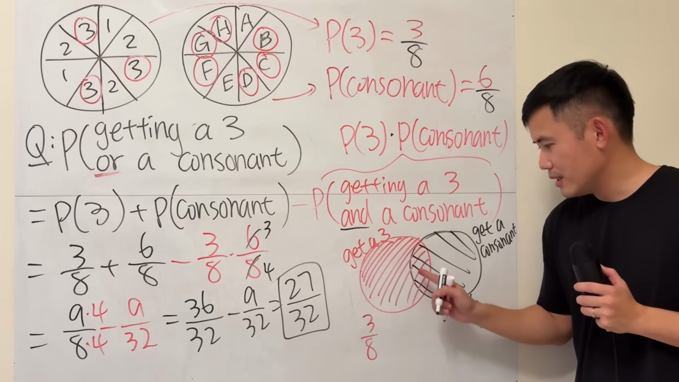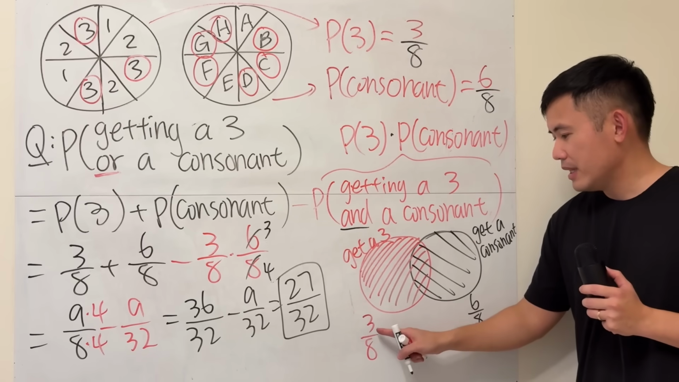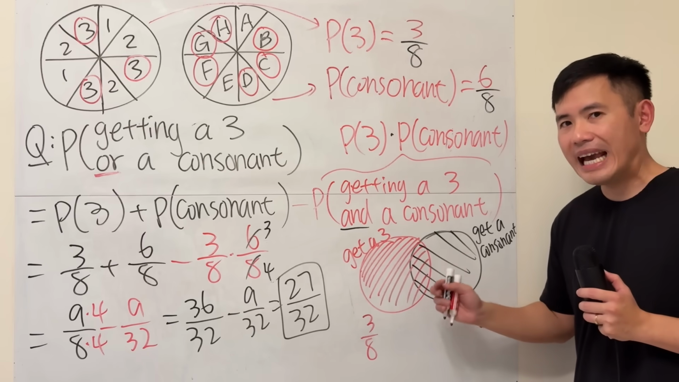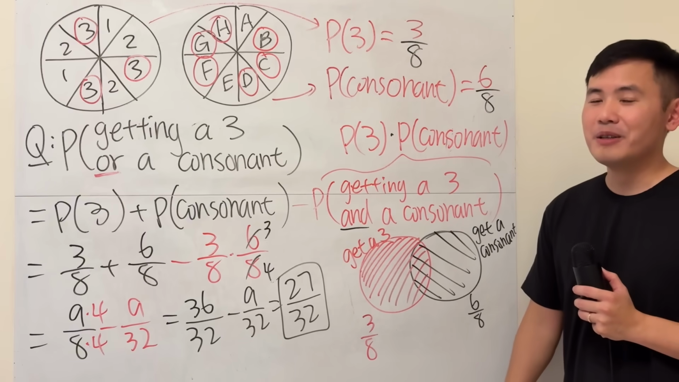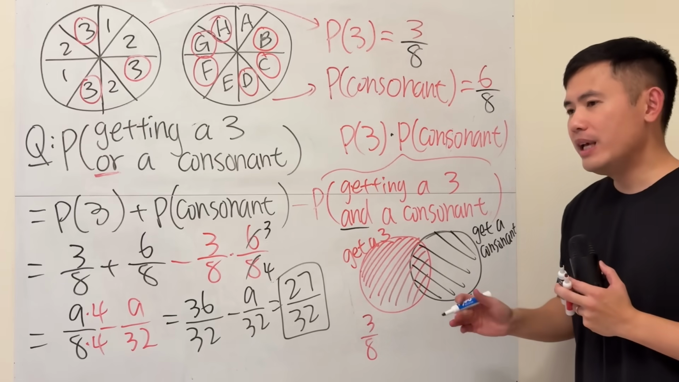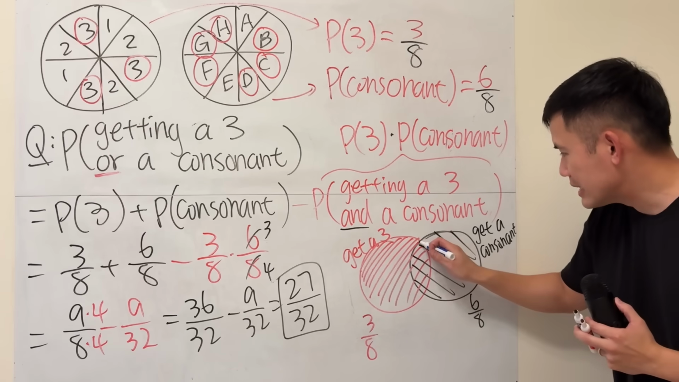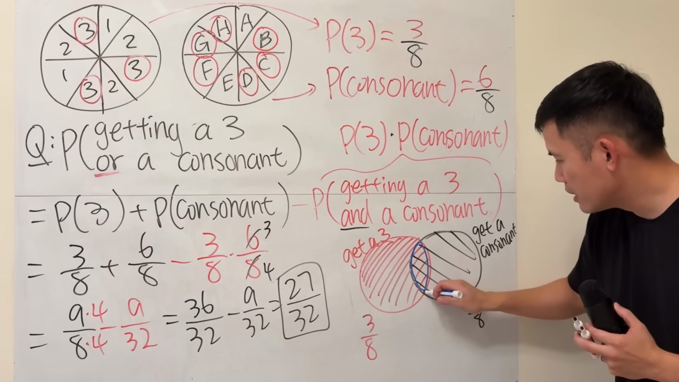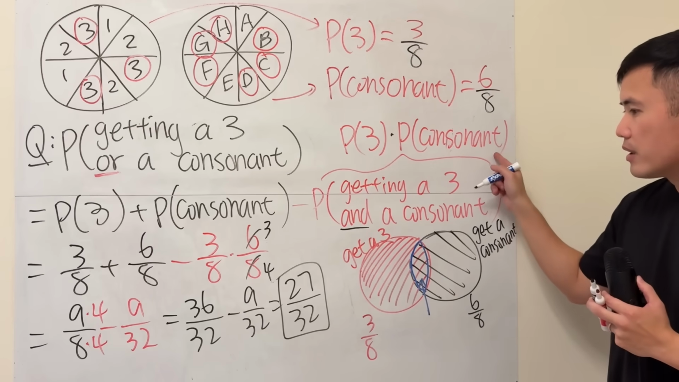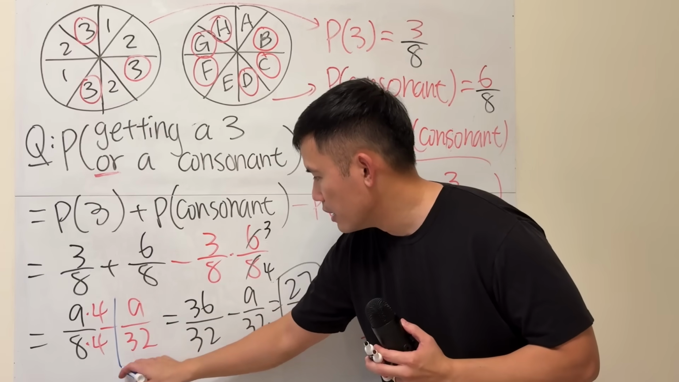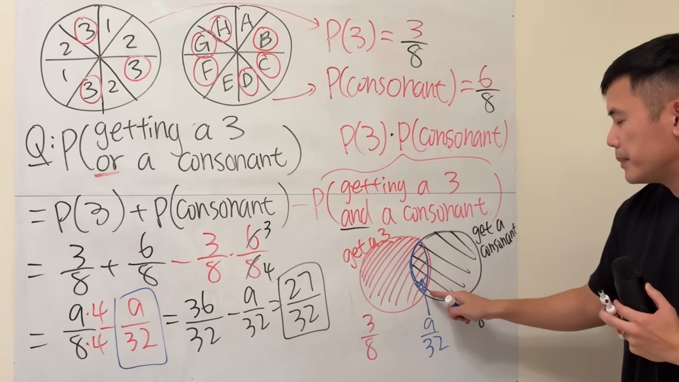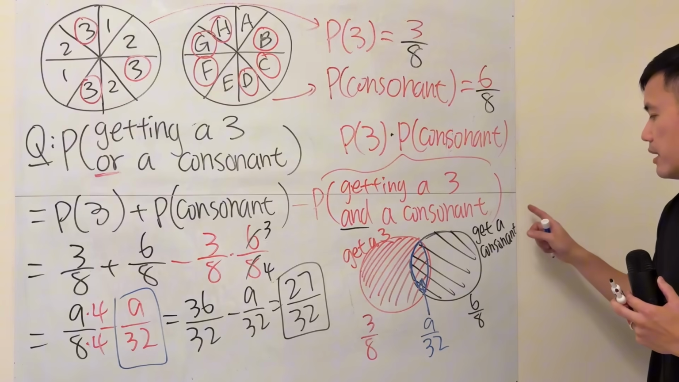But now notice, because they could happen at the same time, if I add them up, the middle part, the overlap part, has been added twice. That's not good because we overcounted. So the way that we are going to fix that is to subtract this out. And this part is precisely what we computed right here, and that was 9 over 32, the probability of getting a street and getting a consonant.